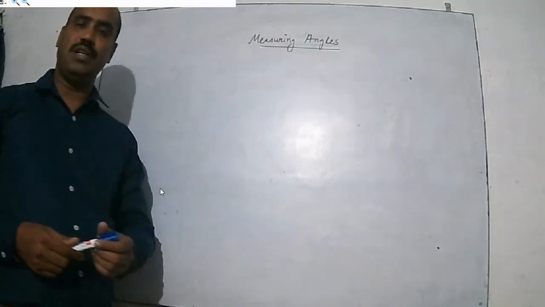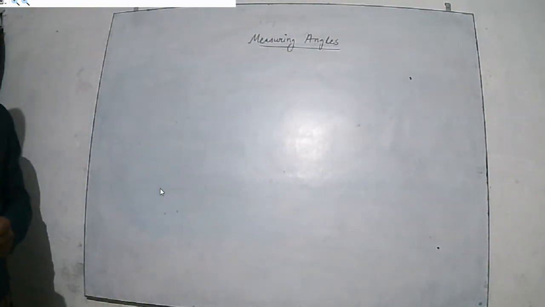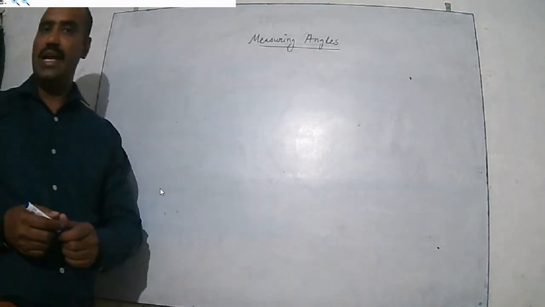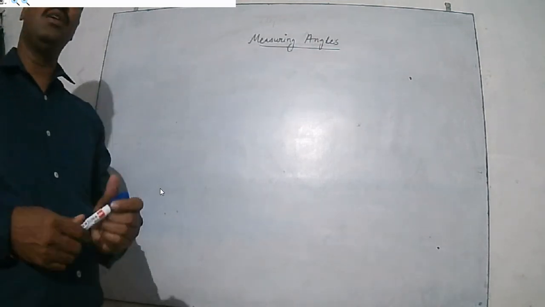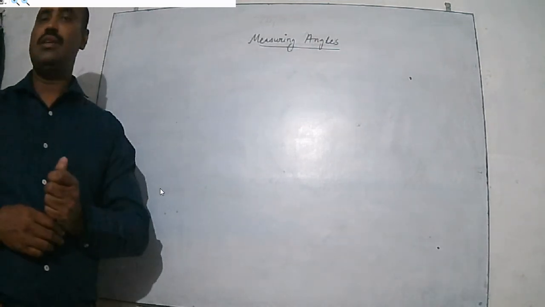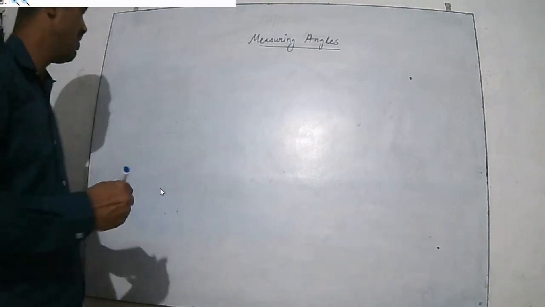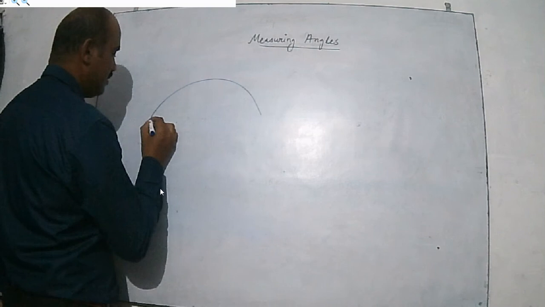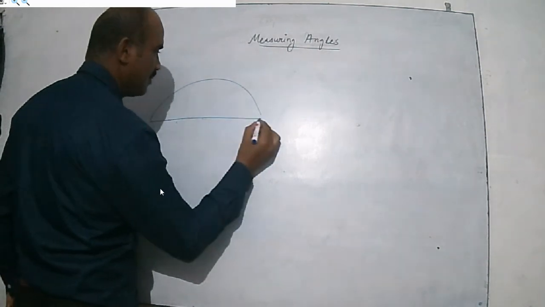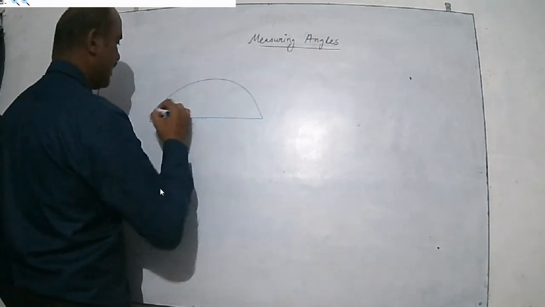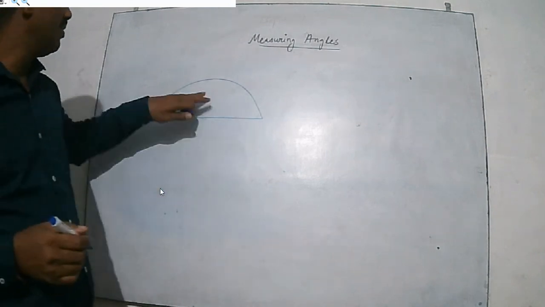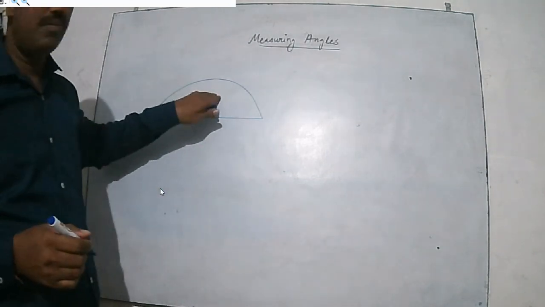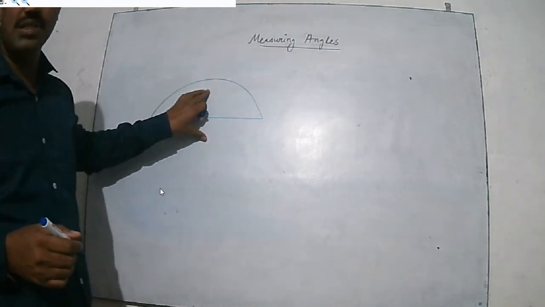Good morning, students. Today we are going to start how to measure angles. To measure angles, all of you have a protractor now. All of you know the protractor, a semicircle shape like this. Okay, a semicircle. All of you have a geometry box. You all know it. This is a protractor. With the help of this, we are able to measure angles.